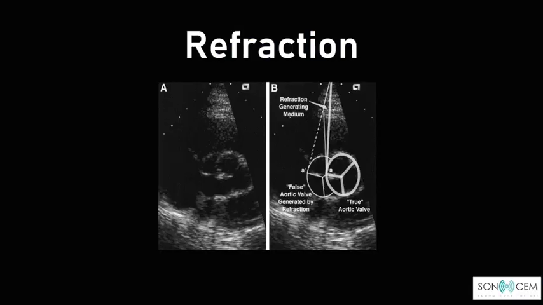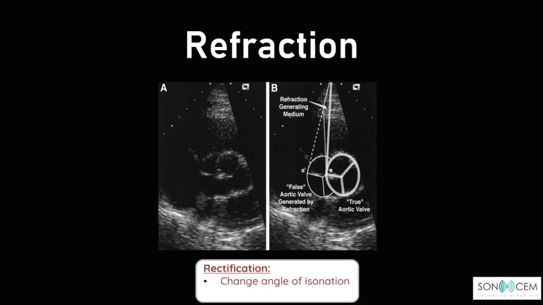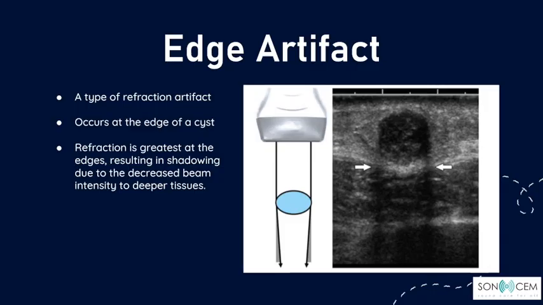This is another example of refraction showing misregistration of the aortic valve. This artifact can be minimized by changing the angle of insonation.